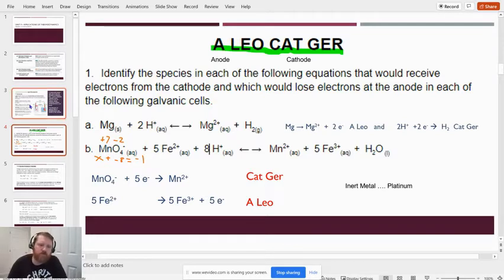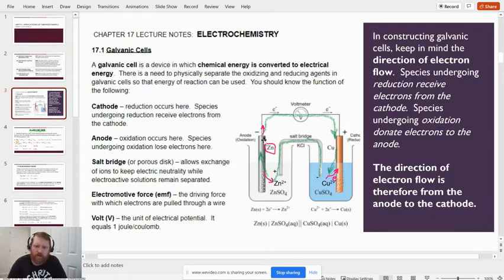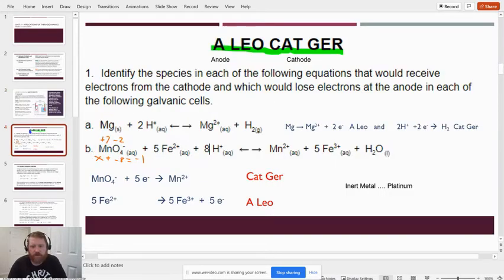And so what they would do is where the copper was stuck into the solution, they would just have a piece of platinum stuck into there. And the platinum would be pulling the electrons off of the iron, turning it into iron plus three. And then those electrons would go through the wire. Yeah. So there'd be a piece of platinum stuck in the solution.